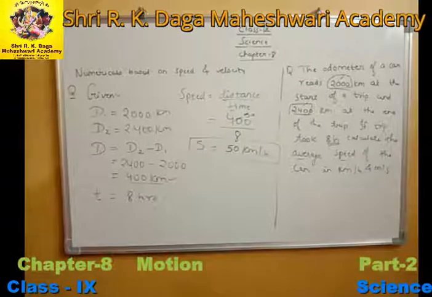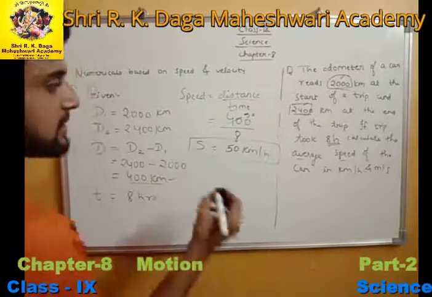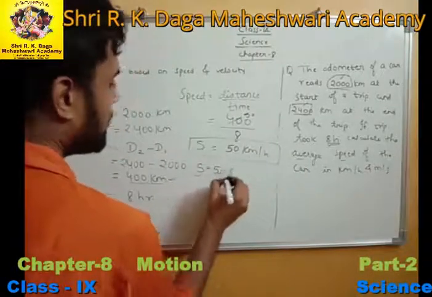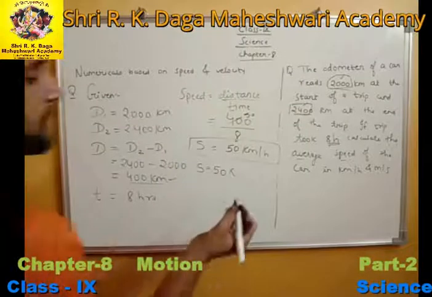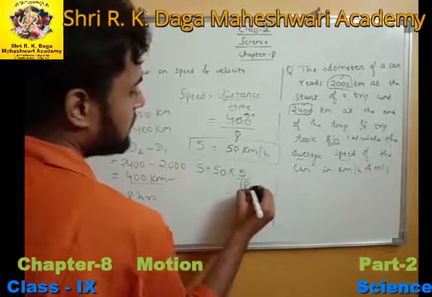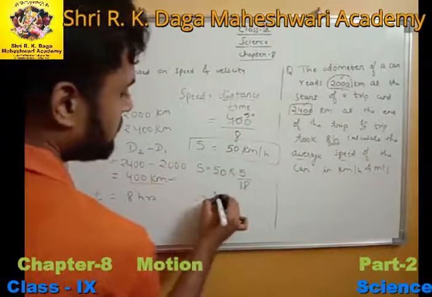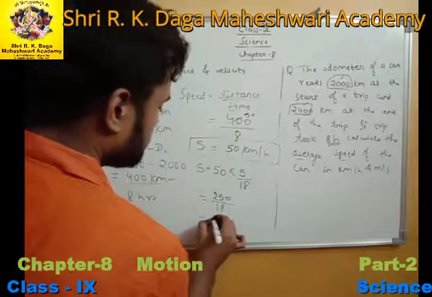Now we have to convert this speed into meter per second, and we have just discussed that whenever we have to convert the speed from kilometer per hour into meter per second, then what do we do? We will multiply this speed with 5 by 18. Okay, so on solving, 50 into 5 is 250 divided by 18.